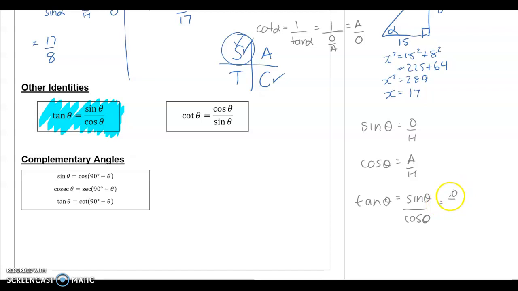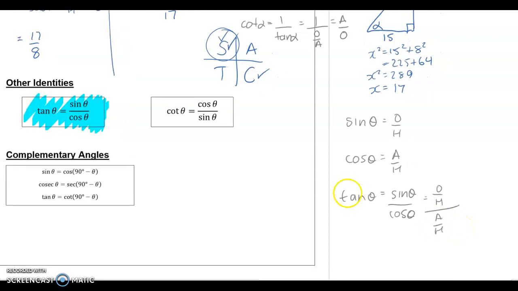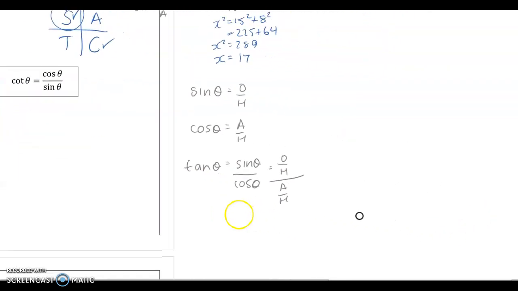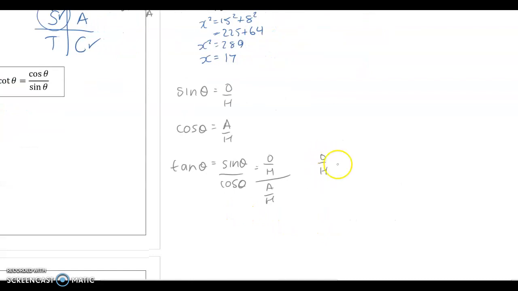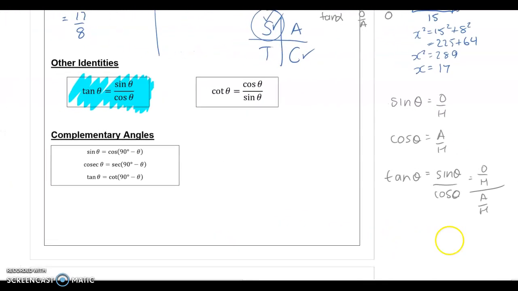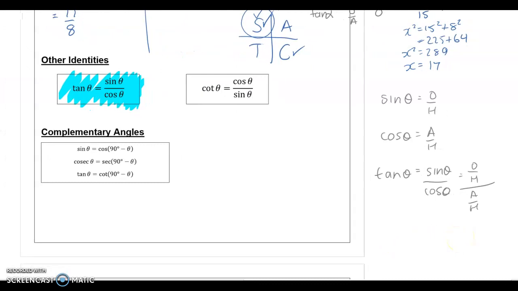So if I was to pop in opposite on hypotenuse divided by adjacent on hypotenuse, we can cross out those h's, or if we do it the long way, we're going to have o over h divided by a over h, which becomes o over h times, flip the second one, h over a. The h's cancel out, and we end up with o over a, which is the ratio for tan. So that's where it comes from.